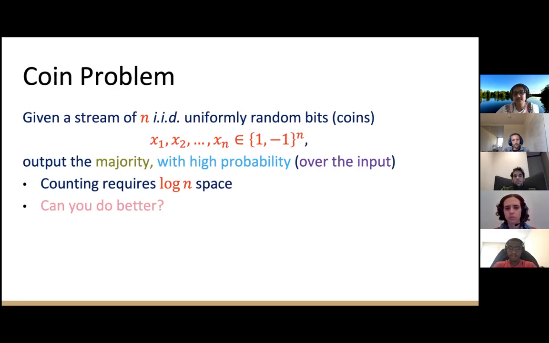Any questions on the problem statement? So the algorithm knows n? Yeah, it knows n. And at every time step, it knows i. You do not need the space to store i.